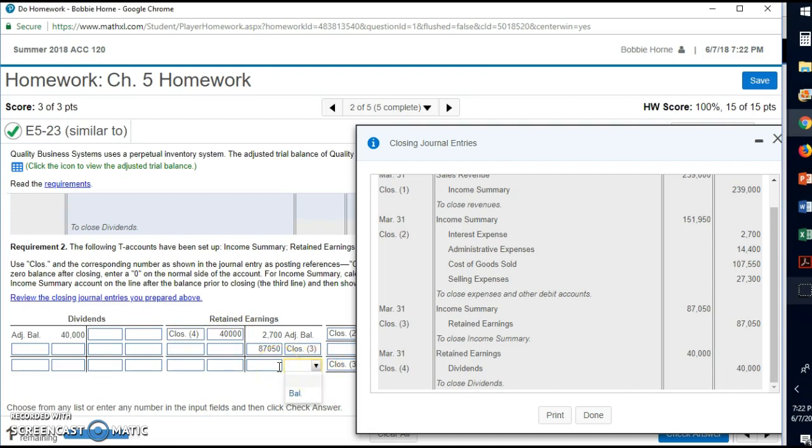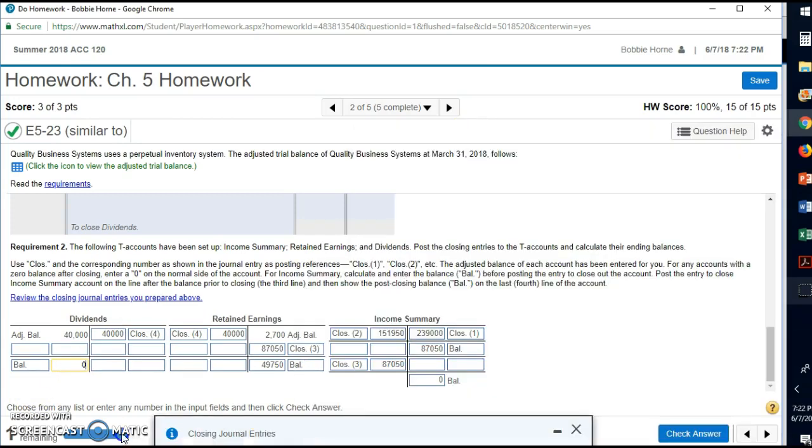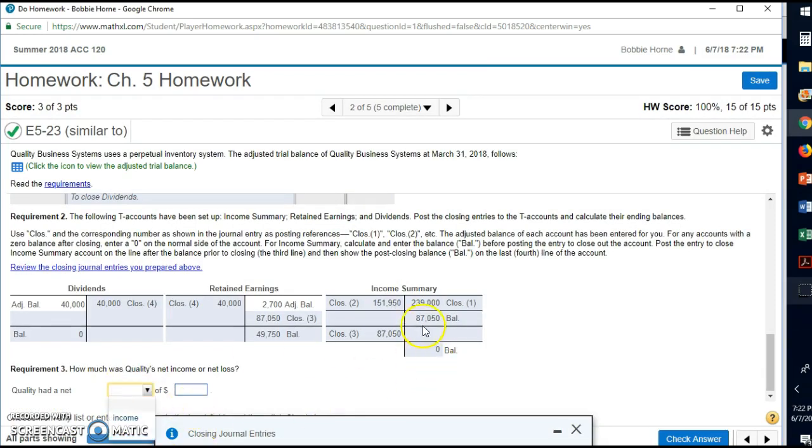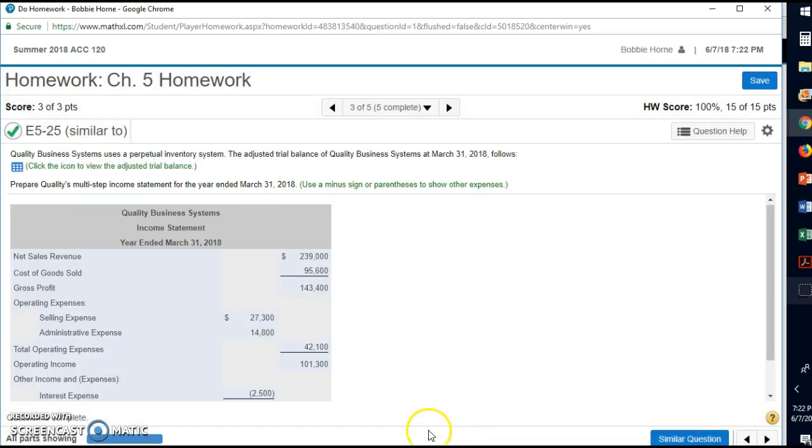So the balance in retained earnings is $2,700 plus $87,050 minus $40,000. So you get $49,750. And then for dividends, we closed it on the 4th for $40,000. So the balance is zero. And income summary, okay? And that is pretty much it. And we know it had a net income of $87,050. That's pretty much it.